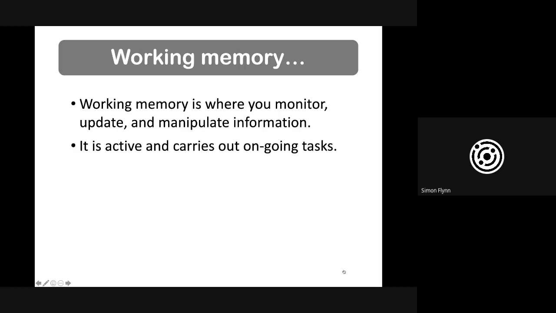So it's active. It's what's carrying out any ongoing tasks. So basically, it's what you're using when you're doing an exam. So if we think about answering exam questions, I'm going to show a little diagram illustration here. So here's the exam question.